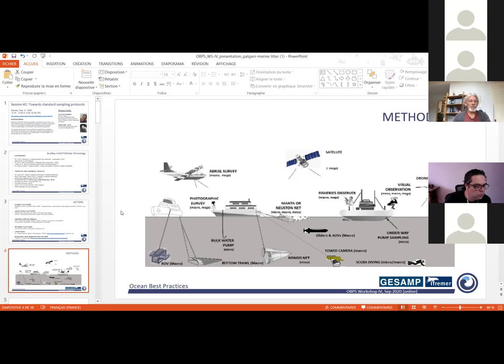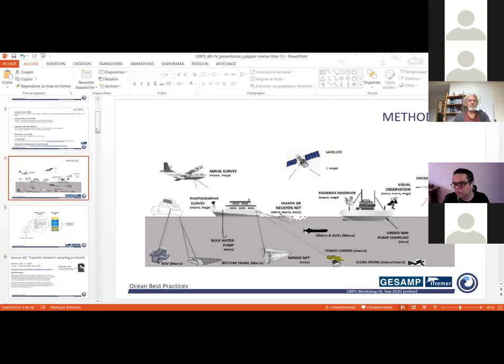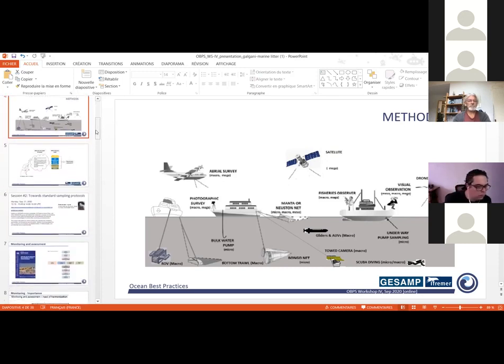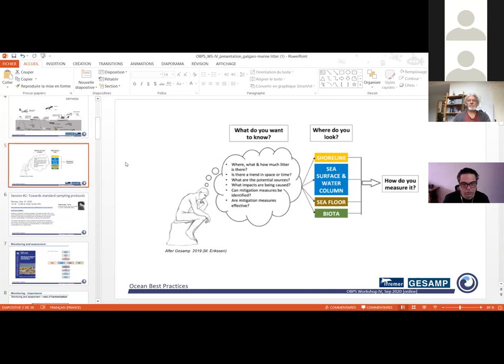What kind of approach is the most efficient for global monitoring, when it could be very efficient for local? Upscaling is a real problem. And this is the reason we probably need to shortlist the number of indicators that are available. Okay, from the GESAMP report, I took that slide. The most important part, I think, is to know exactly what we want to know. So what about trends, efficiency of measures and so on.